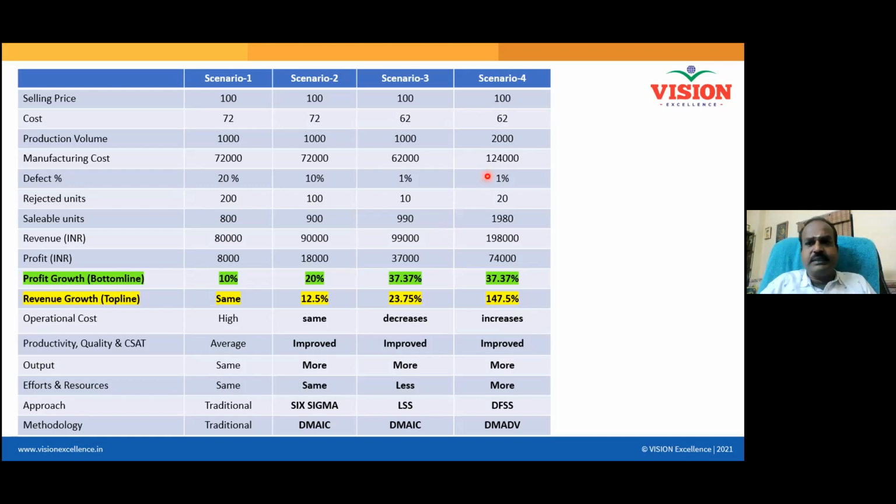So whether it is capacity expansion or new product development, the impact will be on the revenue. You can expand the capacity or you can develop a new product. Let's say you have 3 different product types, and now you are introducing the 4th product. Now, what will be the impact? The impact will be on the revenue. So such projects are called DFSS projects, right? And DFSS will use a specific methodology called DMADV: define, measure, analyze, design, and verify. So this is the DFSS methodology.